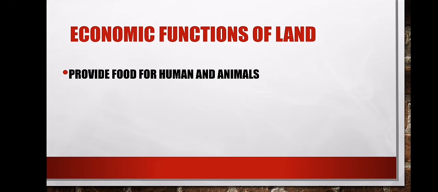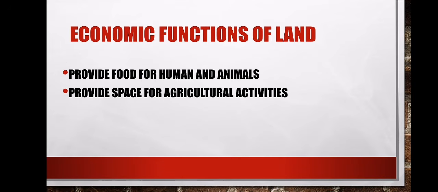Let's look at the next one. Provide space for agricultural activities. There are farms where we plow. So we use that land, or that space, for agricultural activities. Even livestock is raised there. We plow crops, and it's also on land. So number 2, provide space for agricultural activities.